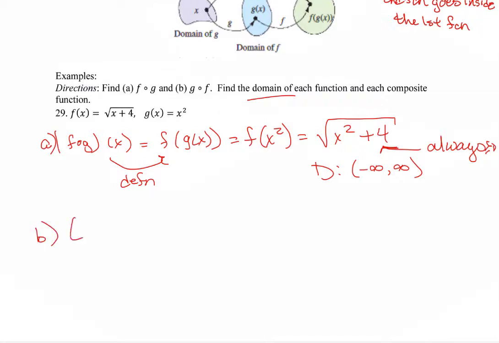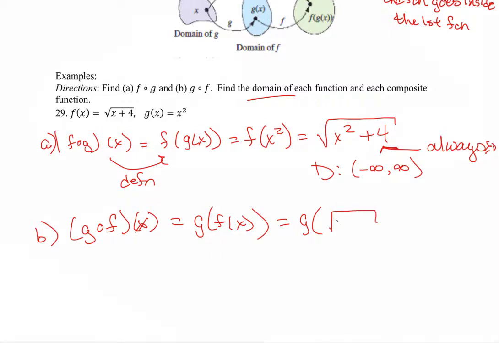So for part B, we want to find g of f of x. That means g of f of x, and again we're playing a substitution game. So that is g of the square root of x plus 4. So that means we want to take the square root of x plus 4 and square it. Well, that means we get rid of the radical. So this is just x plus 4.